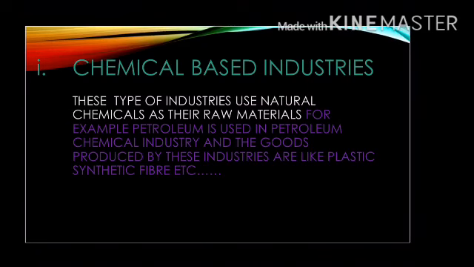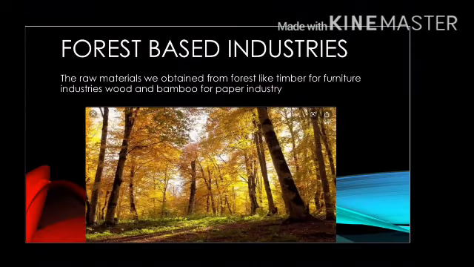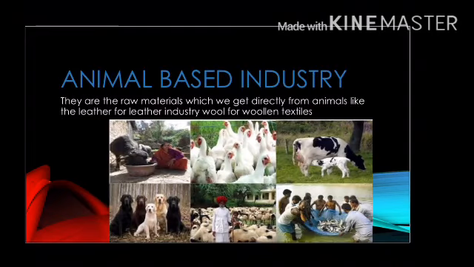Now next we are going to talk about forest based industries. Forests provide many products which are used as raw material, like timber is used for furniture industry, wood or bamboo is used for paper industry. The last classification on the basis of raw material is animal based industry. These are the industries dependent upon animals, means the raw material which they get is from animals. Leather is for leather industry, wool is for woolen textiles.